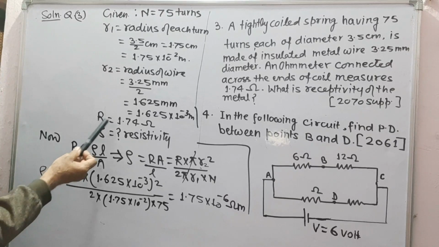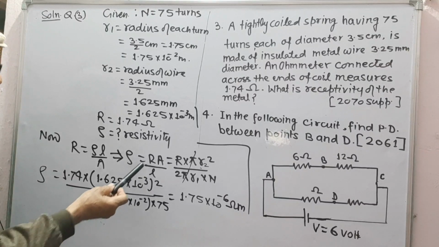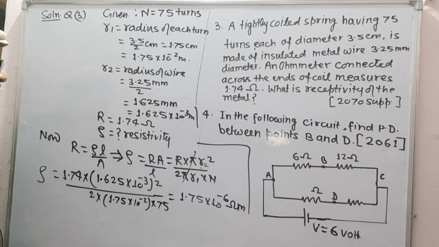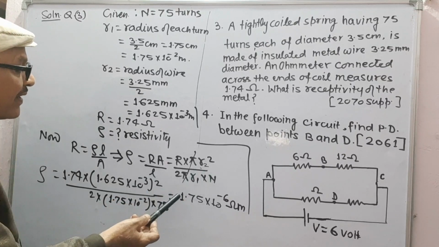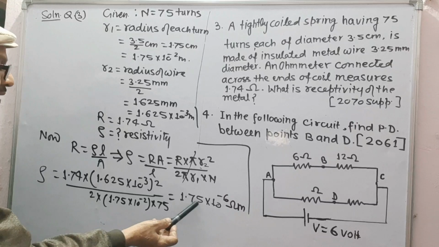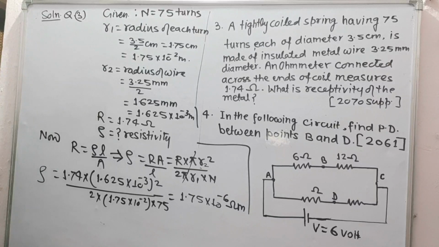Resistance of wire is measured to be 1.74 ohm with ohm meter. We have to find the resistivity. Now, R is equal to rho L upon A, which gives rho as R A upon L, which is R into A, meaning pi R2 square, cross section of wire, upon 2 pi R1. Total length is 2 pi R1 into N, because one turn has length 2 pi R1. And putting the values, we get resistivity as 1.75 into 10 to minus 6 ohm meter.